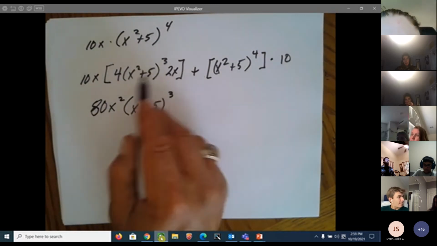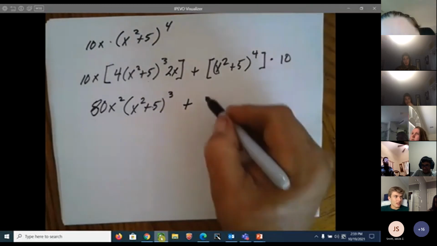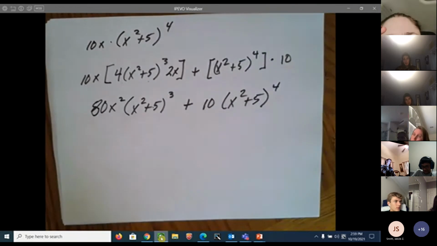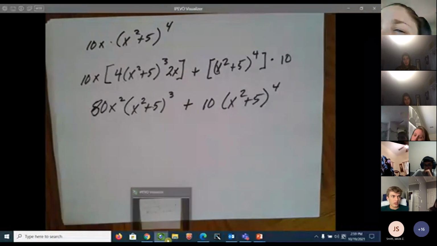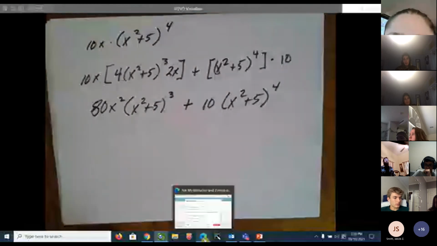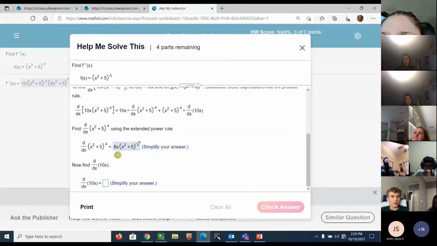Can somebody tell me what 2 times 4 times 10 is? I thought it was 80, but I don't know now. Plus 10 times (x squared plus 5) to the fourth power. Okay? And I know that's not what they're going to get. If they're going to get it, they must have done a lot of algebra afterwards to get the answer to come out like it is. Oh, they're doing it step by step.